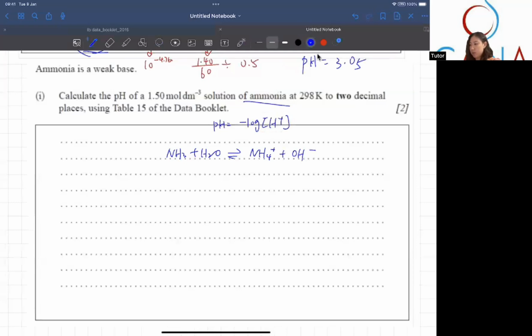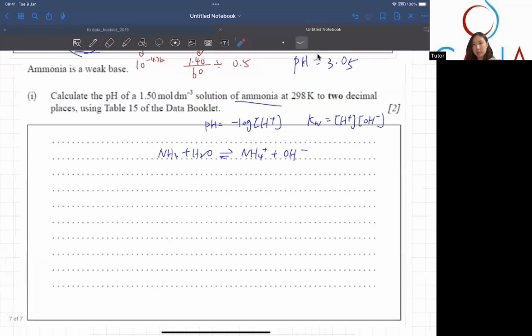So now you need to consider the value of Kw, and also the value of the OH minus, the hydroxide ion. Think about it and try it out yourself. That's it for today.